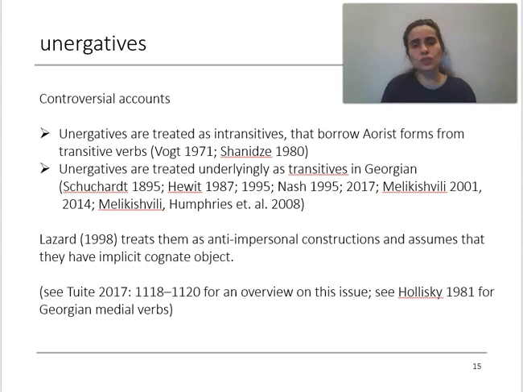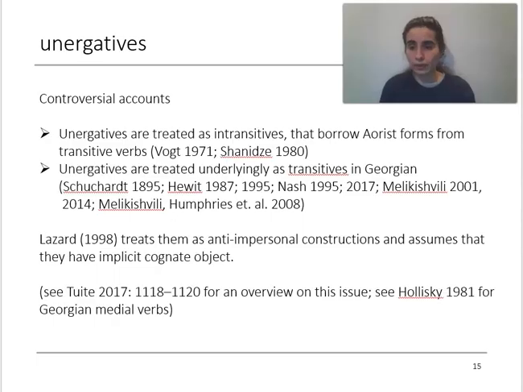Schuhart, Hewitt, Nash, Melikishvili, and many others. Lazar, for example, treats them as anti-impersonal constructions and assumes that they have an implicit cognate object. Hewitt also assumes that they have an implicit cognate object. And there are a lot of people who think that ergatives must have an implicit argument in the structure.